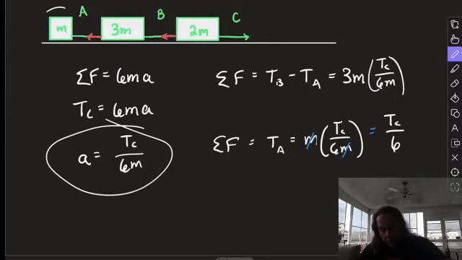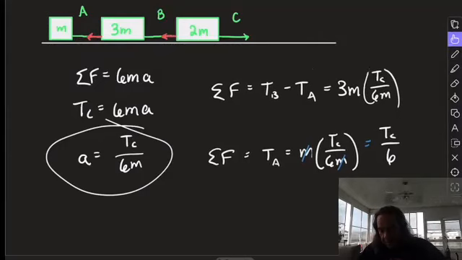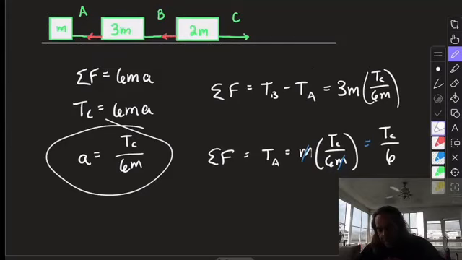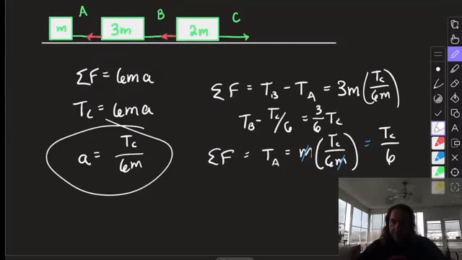Well, sure, it's 1/6 of the entire mass. I bet tension B is going to be 4/6. I have a hunch. So let's see if my hunch is right. Looking at tension B, I can plug in tension A. So tension B minus tension C over 6 equals 3/6 tension C. Looks like when I add that to the other side, I'm going to get 4/6.